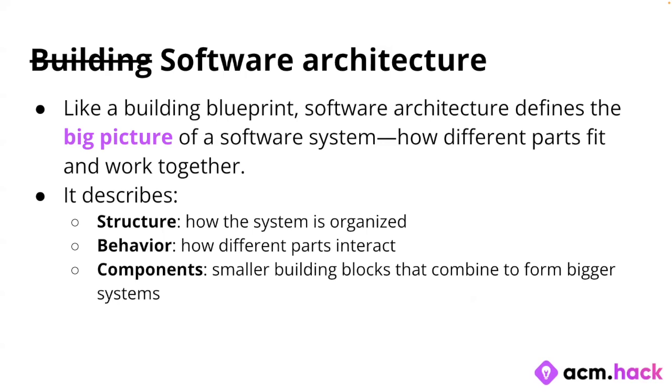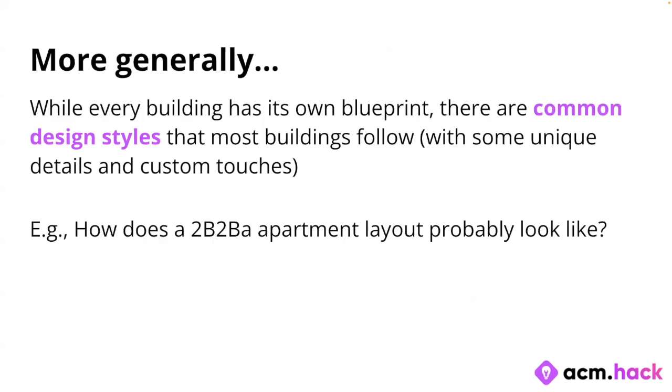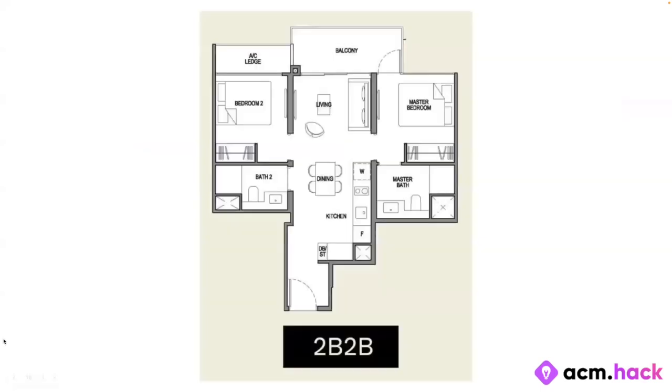We're talking about all software, but more generally, we know that each building has its own blueprint. Similarly, there are some common styles that software kind of conforms to, with some unique details and custom touches, of course. For example, in the real world, a two-bed, two-bath apartment layout will probably look something like one bedroom and one bathroom on one side and another bedroom and another bathroom on the other side, and also a balcony and dining room in the middle.